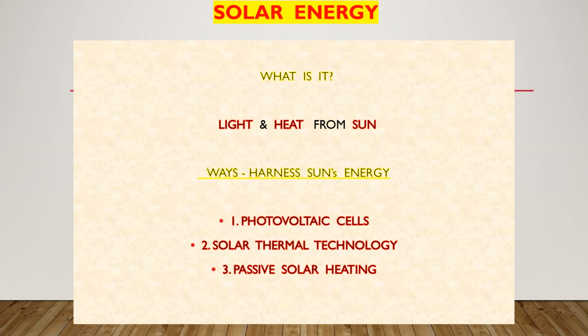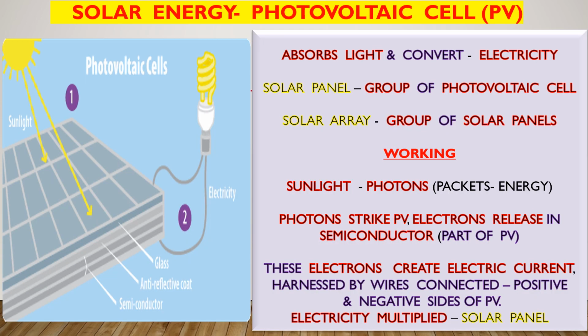Solar energy. Next we are going on to solar energy. As we all know, it is light and heat from the sun. To harness this solar energy, we have three ways: photovoltaic cell, solar thermal technology, and passive solar heating. Mainly, I'm going to concentrate on photovoltaic cells and solar thermal technology. Passive solar heating is nothing but getting heated in the sun itself. Okay, the main technology is number 1 and number 2. So let's concentrate on it.